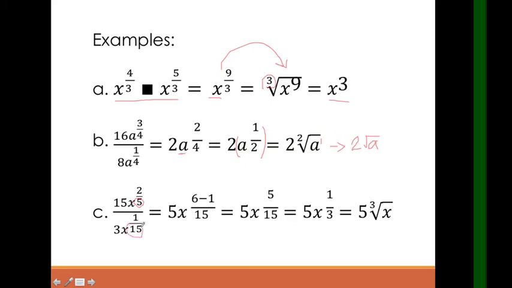So iba yung denominator nila. We need to get the LCD. The LCD of 5 and 15 is 15. 15 divided by 15 is 1 times 1, and that's 1. 15 divided by 5 is 3 times 2 is 6. 6 minus 1 is 5 over 15, or 1 third. So we have 5x raised to 1 third.